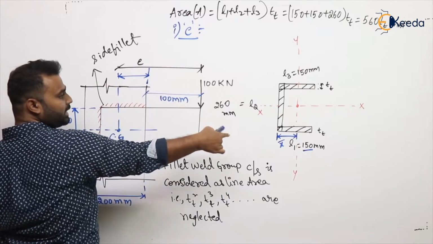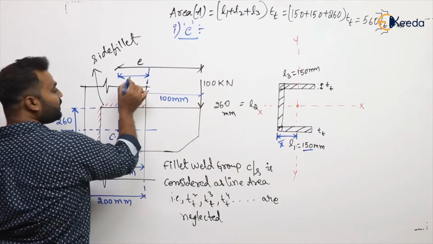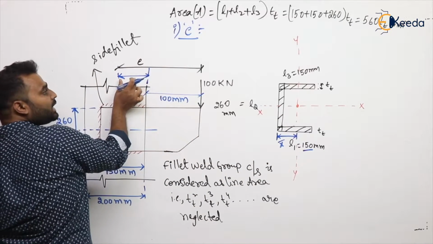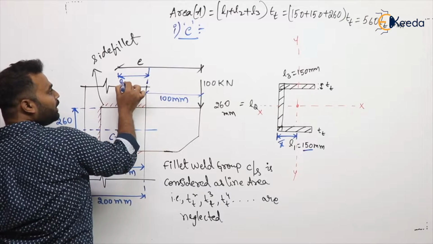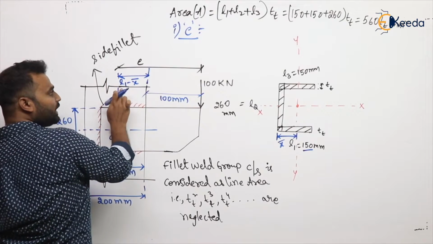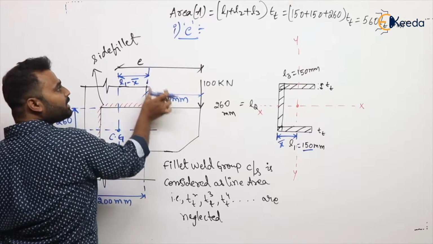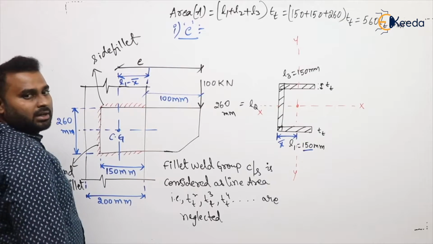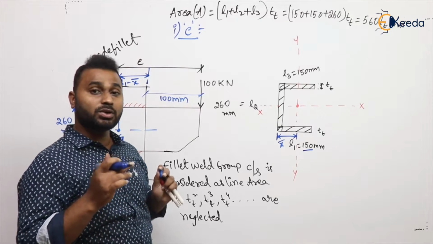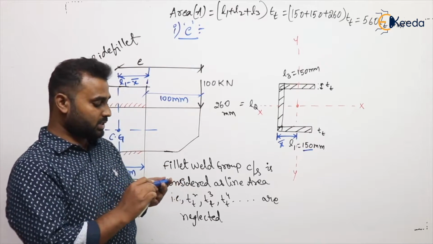If you know the X bar in this diagram, we can calculate this length. This length is nothing but L1 minus X bar. Yes or no? So L1 minus X bar gives us this length, and this length plus 100 mm gives us the eccentricity. Clear? So to calculate the eccentricity, first we need to calculate the CG of the weld group.